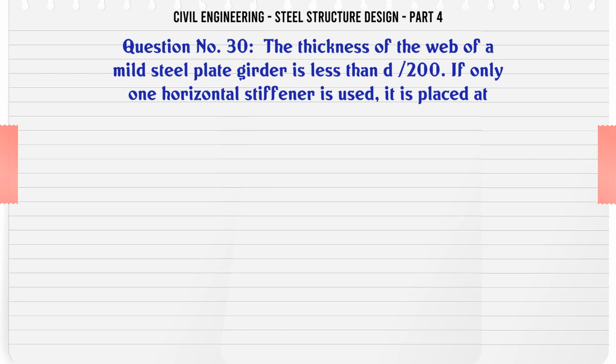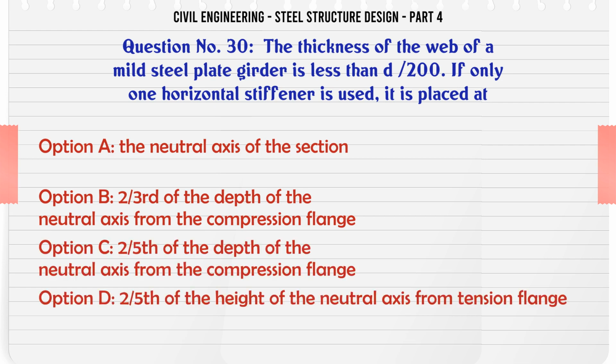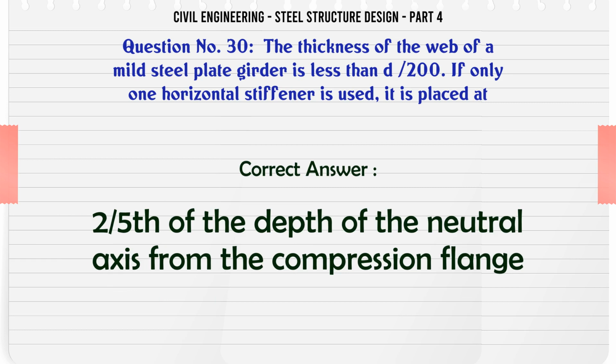The thickness of the web of a mild steel plate girder is less than D/200. If only one horizontal stiffener is used, it is placed at A. the neutral axis of the section, B. 2/3 of the depth of the neutral axis from the compression flange, C. 2/5 of the depth of the neutral axis from the compression flange, D. 2/5 of the height of the neutral axis from tension flange. The correct answer is 2/5 of the depth of the neutral axis from the compression flange.